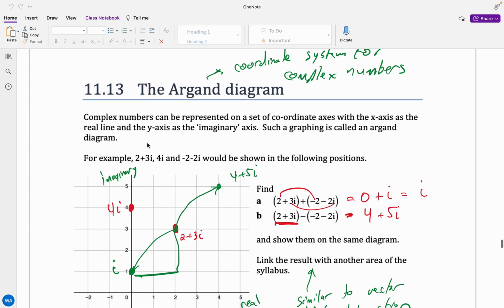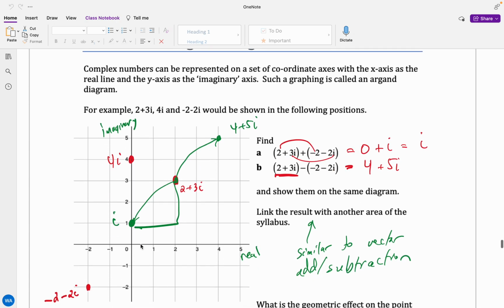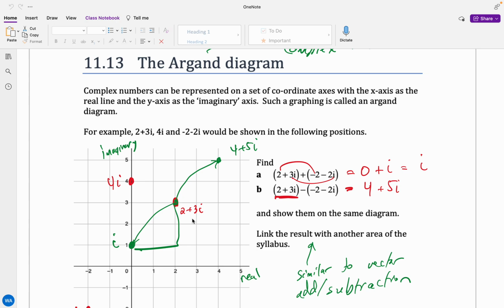So this section was all about the Argand diagram, which, if you remember, is just a representation of how we put complex numbers onto a coordinate system. The x-axis in this graph is the real axis, and the y-axis is the imaginary axis. Just a reminder, if we wanted to graph the point, for example, 2 plus 3i, we just go 2 in the real and 3 in the imaginary.